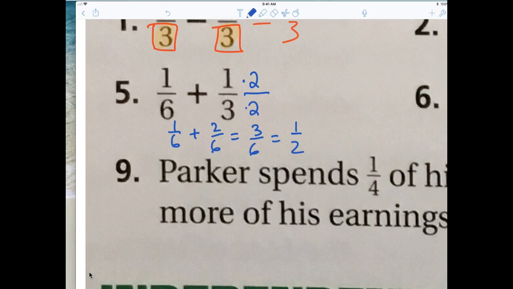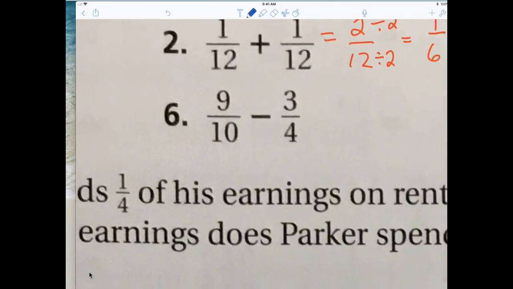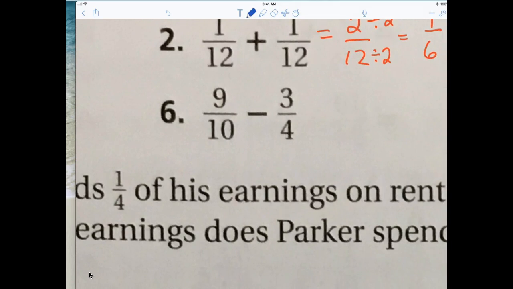Now, I always used to tell my kids 1 through 4 is easy. Question 5 is medium. The reason question 5 is a medium problem is because I only have to change one of the fractions. A hard one is when I have to change both of the fractions. All right, so let's look at number 6. Number 6 is considered a hard one. So I have to look at 10 and 4 and figure out what can I multiply to get it to be the same.